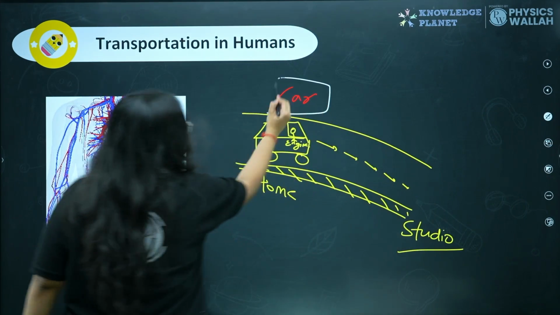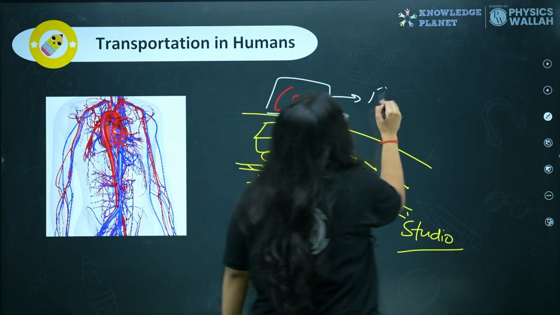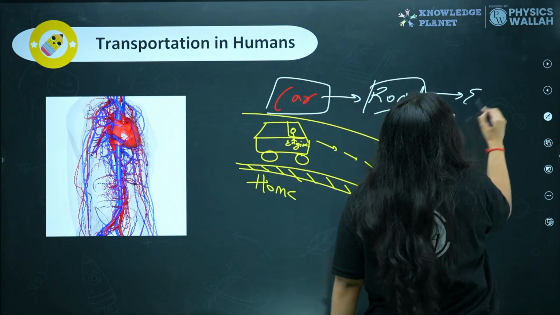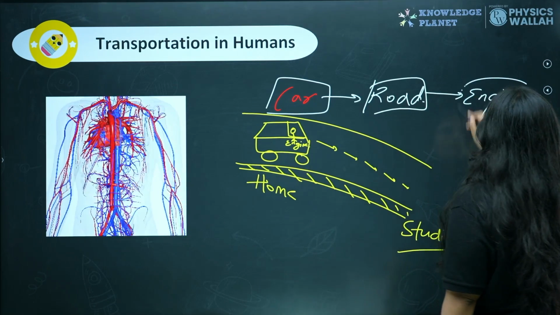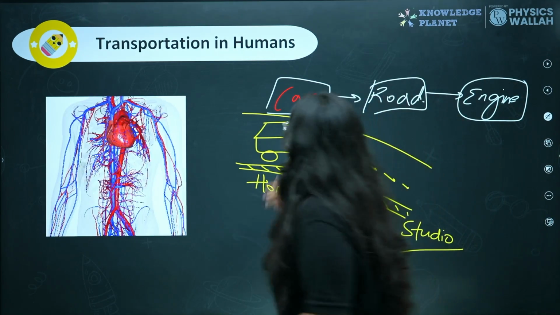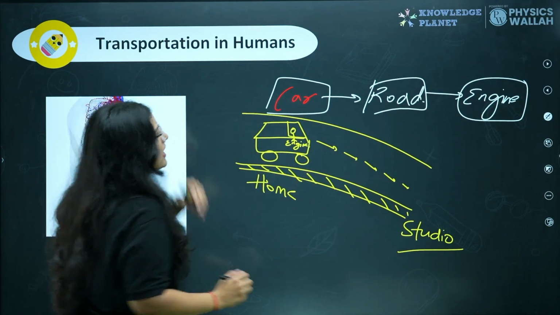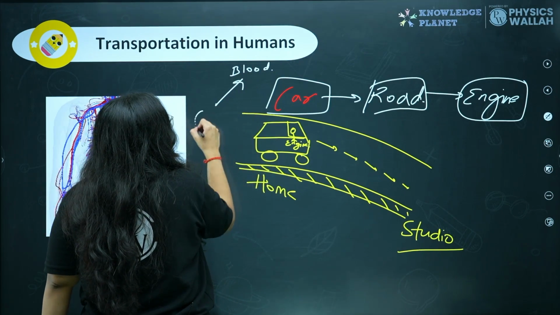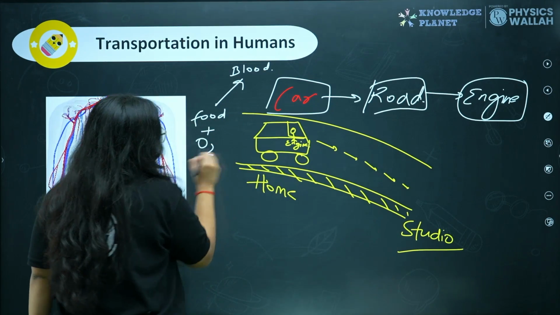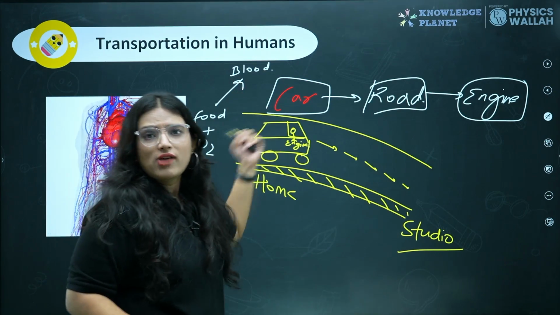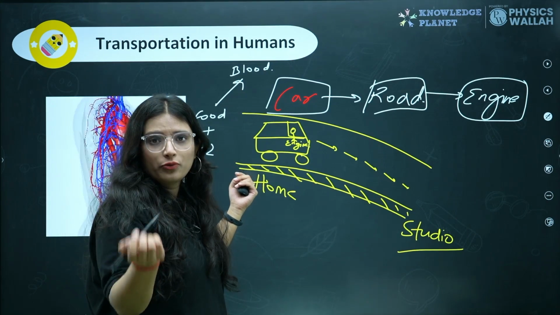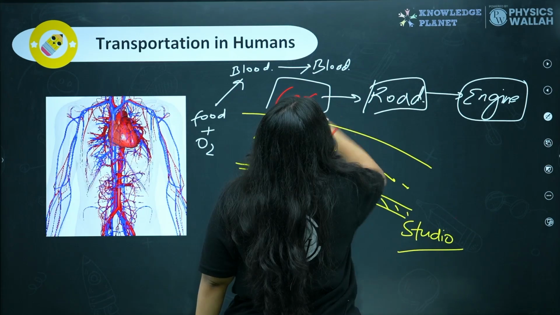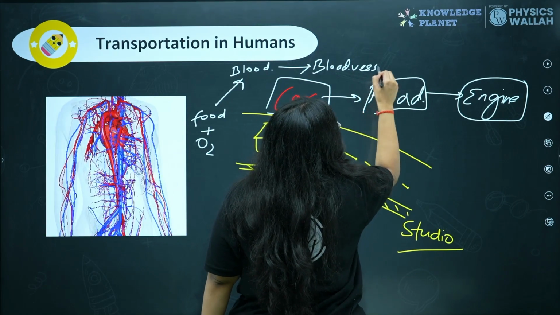So we need a car. We need a road so that this car might run, and then we need an engine. Okay, so let's talk about in our body. This car is your blood. The blood will carry food and oxygen. Now, where will this car run? Where will this blood flow, right? So the blood will flow in these tiny tubes present, which are blood vessels, blood tubes.